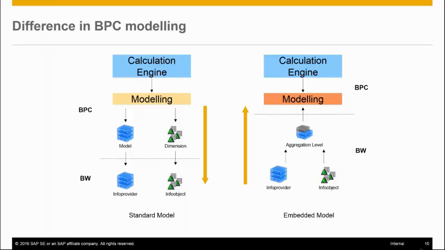Instead, all the related objects will be created in the BW side first, and then you start to design the modeling in the BPC side. This is one of the big differences between standard model and embedded model. This will also have an impact on the modeling for the BPC consolidation, we say BPC consolidation on embedded model. So this is the biggest difference about this modeling concept between standard model and embedded model.